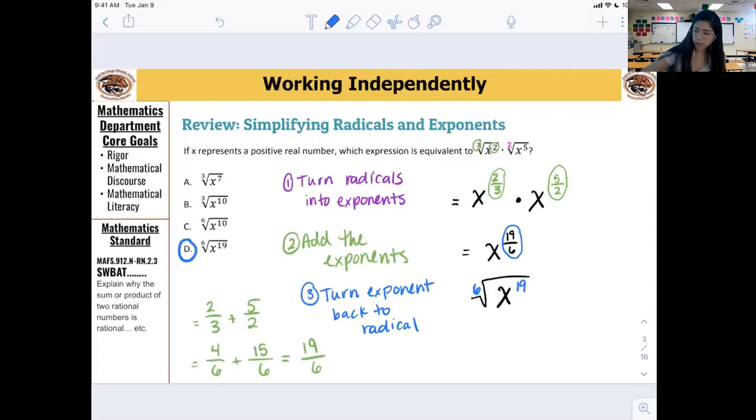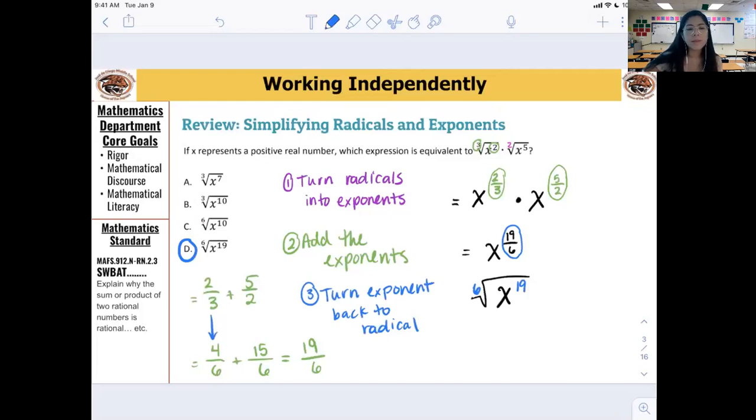Okay, adding the fractions. Let's review that real quick. First of all, to add fractions, they have to have matching denominators. You can't add fractions if they don't have matching denominators. So how did I get from 2/3 to 4/6? How do you turn that into 4/6?